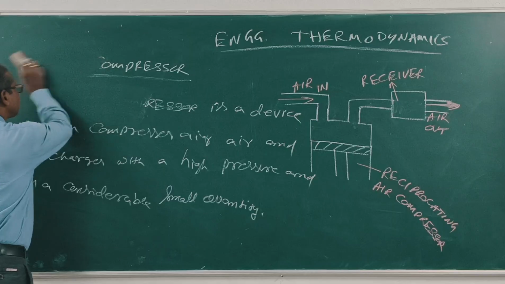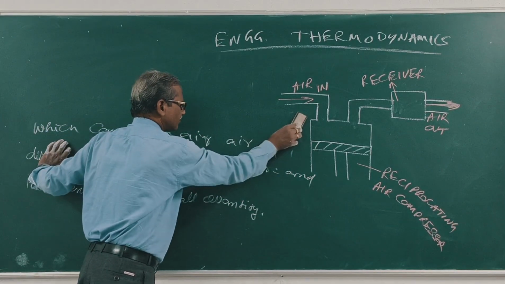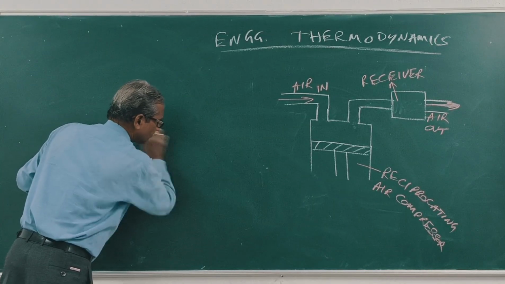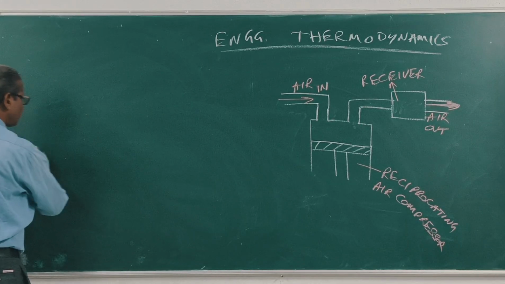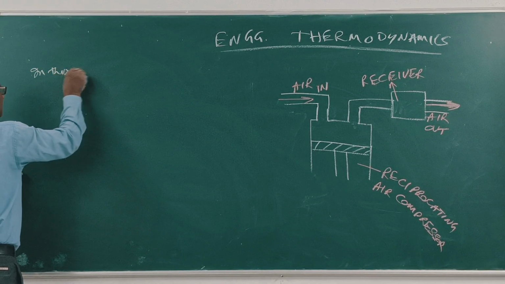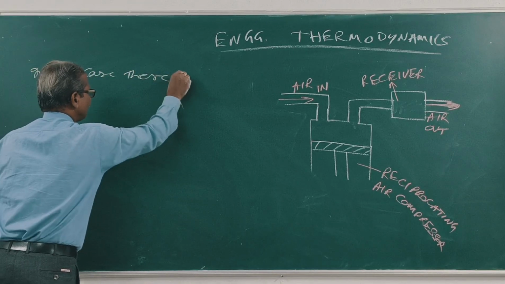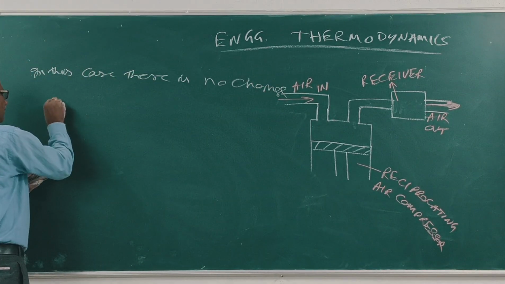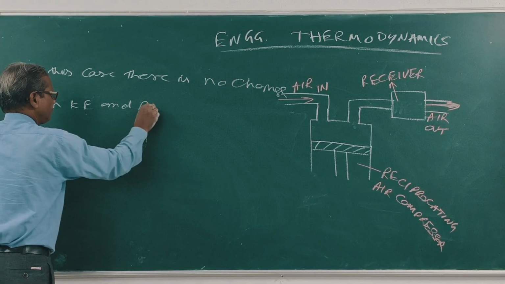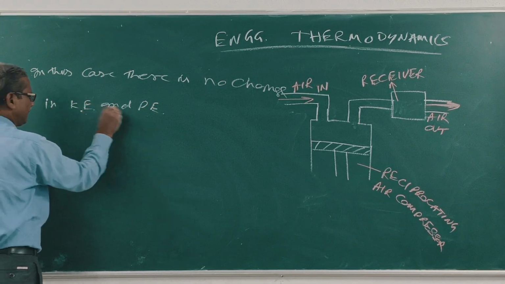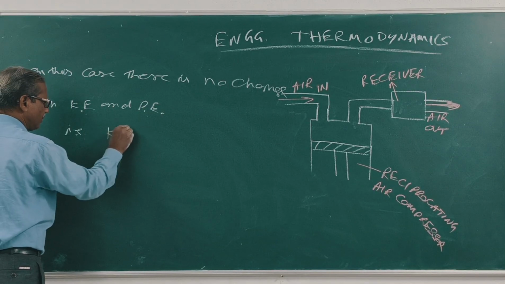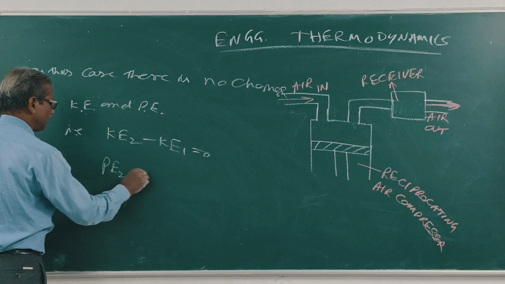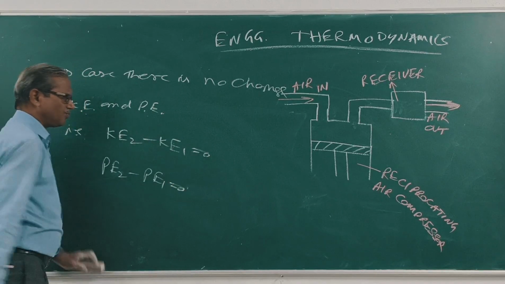In this case, there is no change in K and P. That is, K2 minus K1 is 0, P2 minus P1 is equal to 0. Clear?